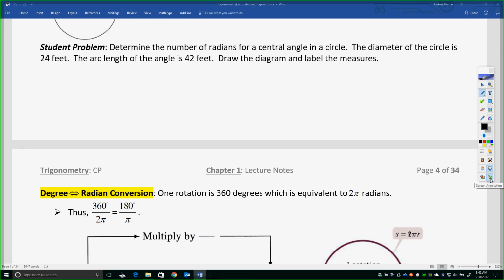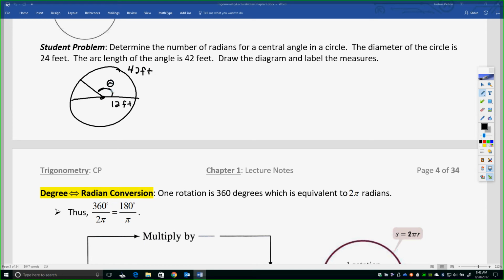Okay, so let's draw a circle for this. It says here that the diameter is 24, which means the radius must be 12. And it says a 42-foot arc length, so I'm going to guess it's about right there. It doesn't need to be drawn exactly here. So that is my theta.